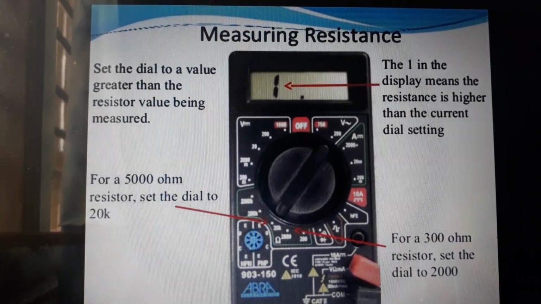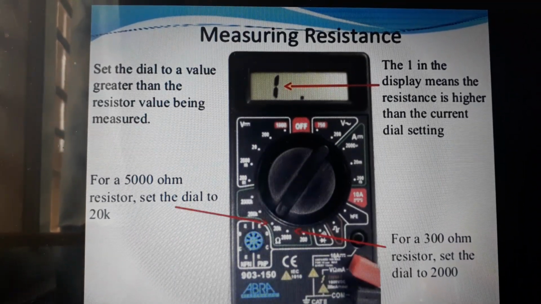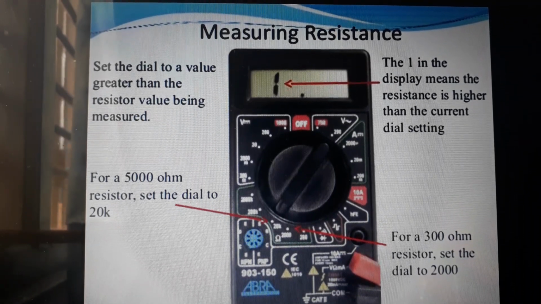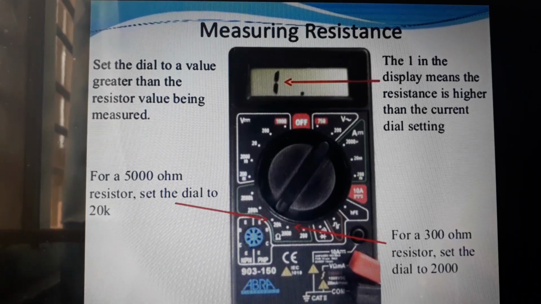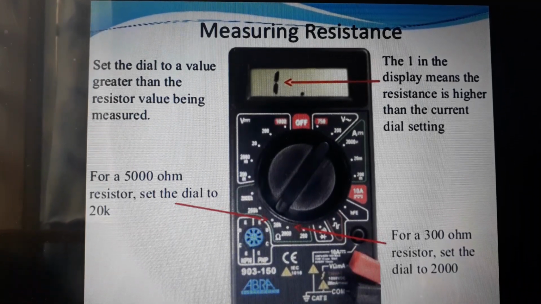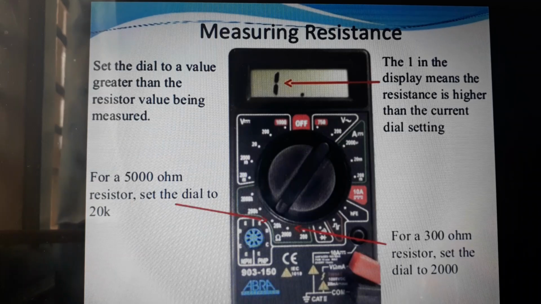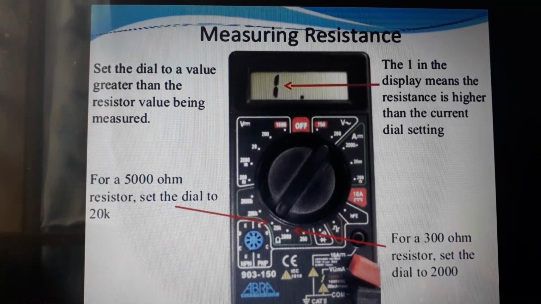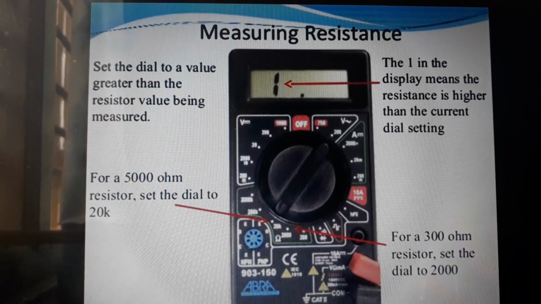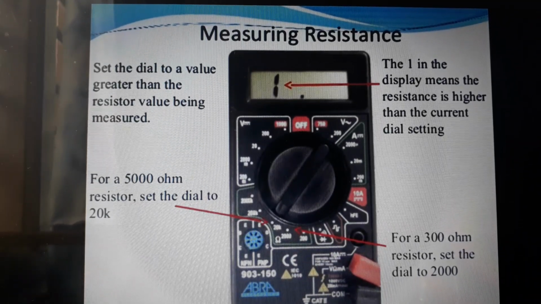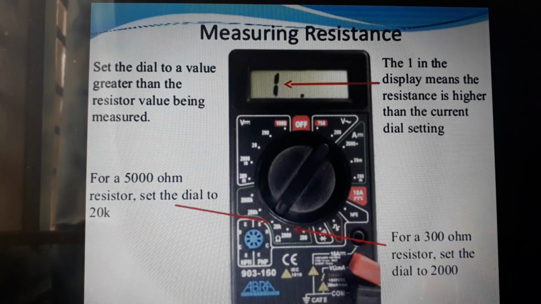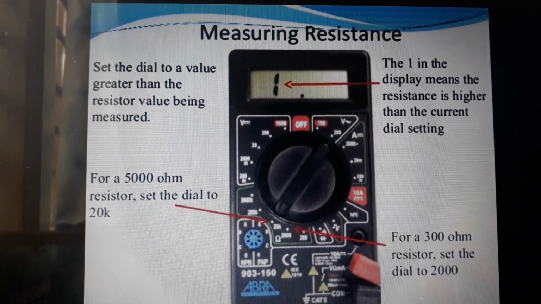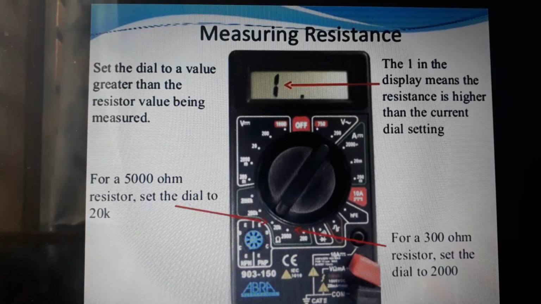For example, if we have to measure a 5000 ohm resistor, we have to set the dial for 20k, that is 20 kilo ohm. So 20 kilo is greater than the value of 5000 ohm. Next, if we have to measure 300 ohms, we have to set the dial for 2000, and therefore at 2000 we have to set the dial.